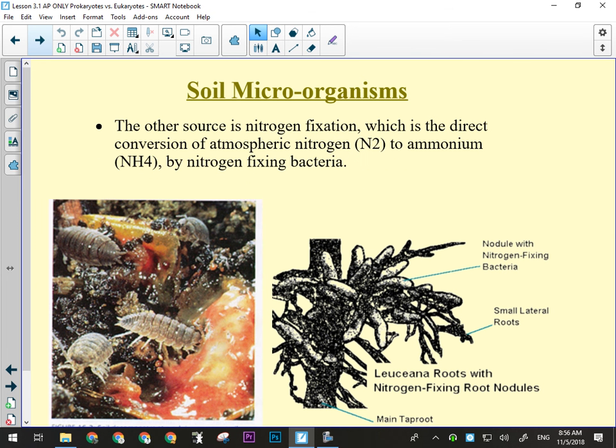Okay, so we have nitrogen fixing bacteria, which directly take nitrogen and turn it into ammonium. And then we have nitrifying bacteria that do the nitrification part of it.